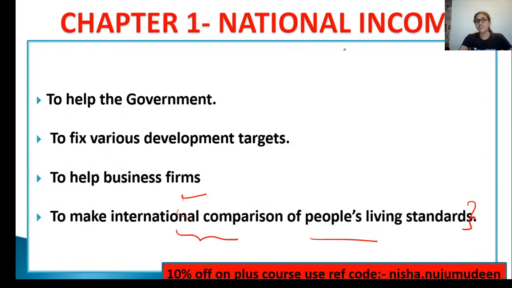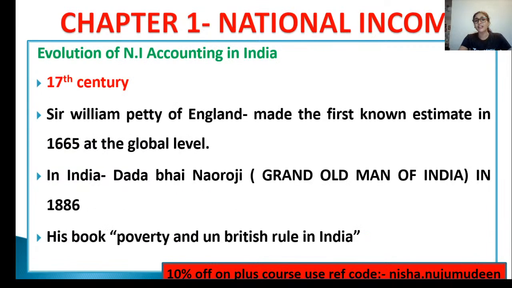So the next topic of discussion is the evolution of national income accounting in our country India. Before going to India, do you think it is an Indian who literally brought this concept? Definitely no. Let's get back to the global scenario. Globally, way back in the 17th century, there was a person called Sir William Petty of England. He is considered to be the first person to make a known estimate at the global level with regard to national income.